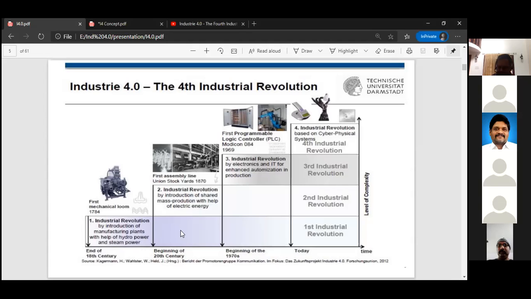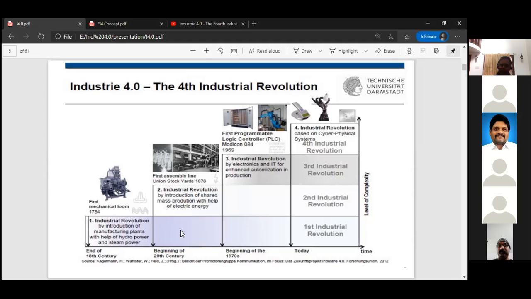So these are the four distinct phases of the Industrial Revolution. The fourth is based on what is called cyber physical systems. This is what we're talking about today. As I said, the vision was first put out, I think in 2011 at the Hanover Fair, and we are evolving along the way. I have an interesting video which I'll try to show you at some stage.